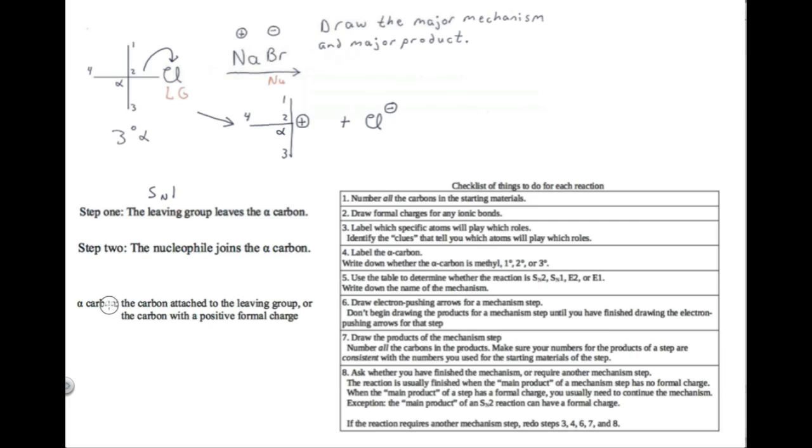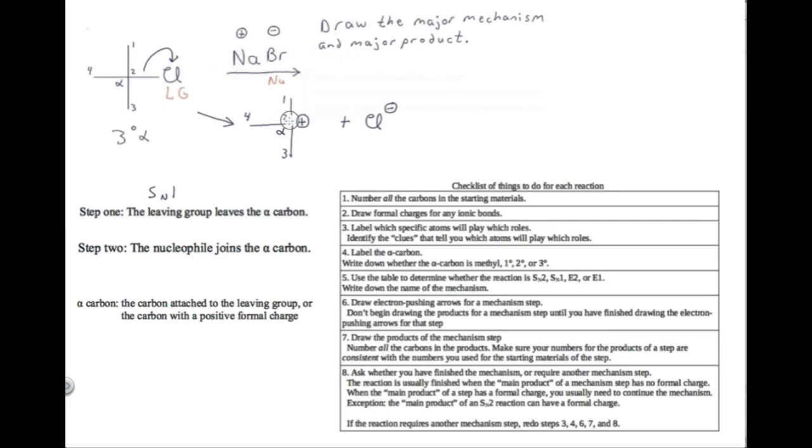Previously, we defined the alpha carbon as the carbon attached to the leaving group. Well, that definition doesn't help us here where the leaving group's not attached anymore. So let's expand this and say that a carbon with a positive formal charge will also be called an alpha carbon. That way the carbon that's called the alpha carbon in this picture can still be called the alpha carbon in this picture. This is the definition of alpha carbon that's useful for the material we're covering now. Later in the course, you'll learn other useful definitions for the term alpha carbon.